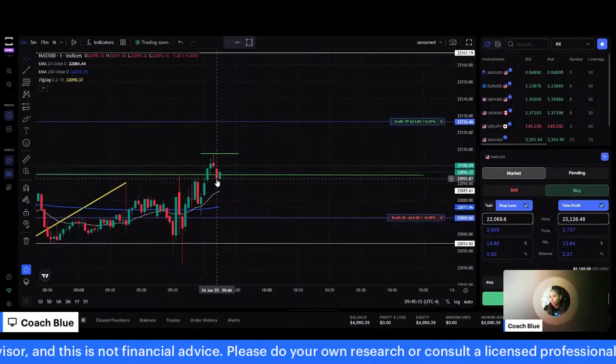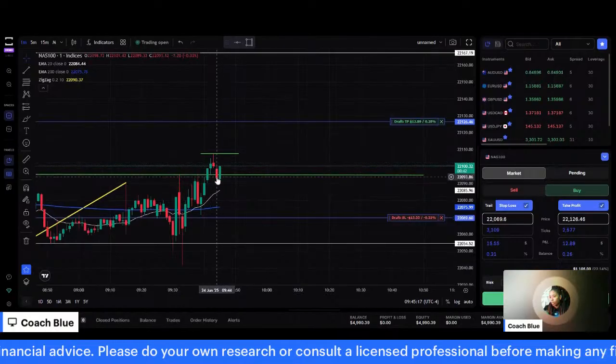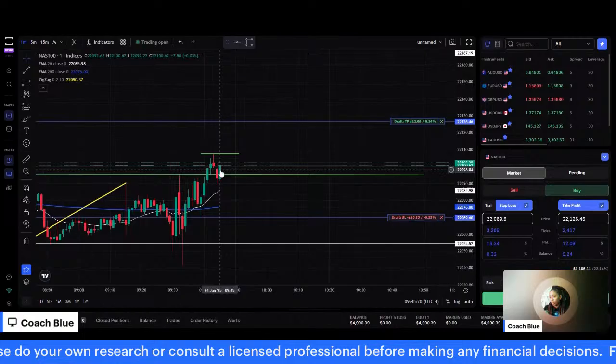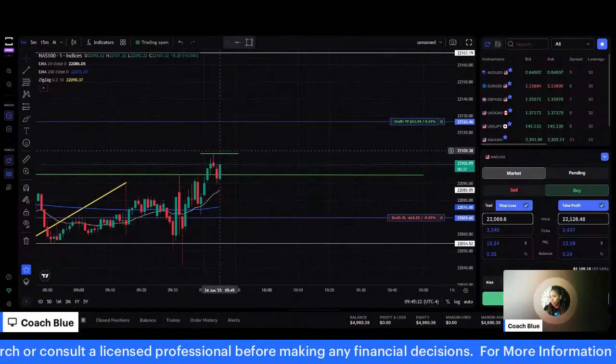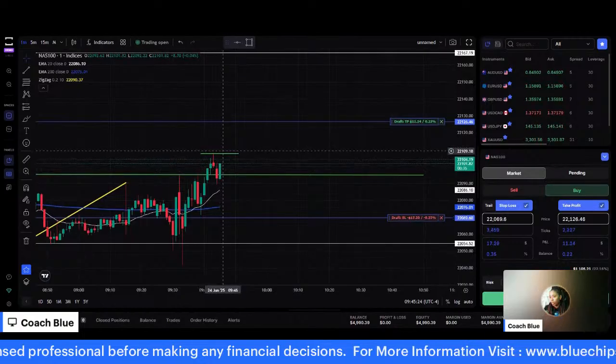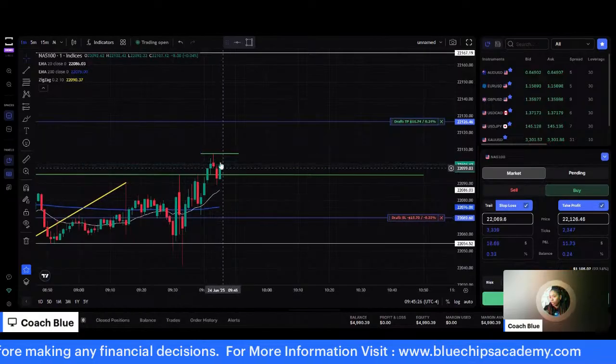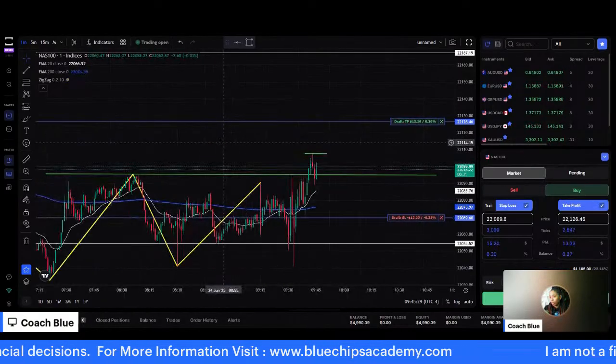Let's see if this next candle... So this pullback is still valid, guys, because it's at our key level. Now we want this candle or the next candle to close above this green line. That's what I'm looking for. If we get that opportunity, I'm getting into a buy.